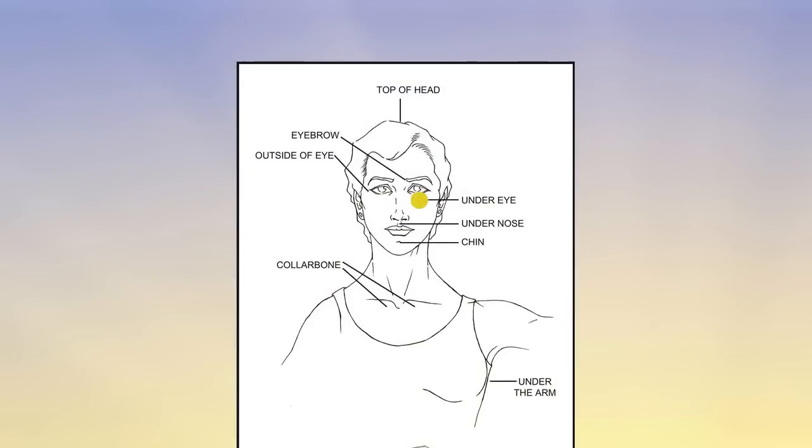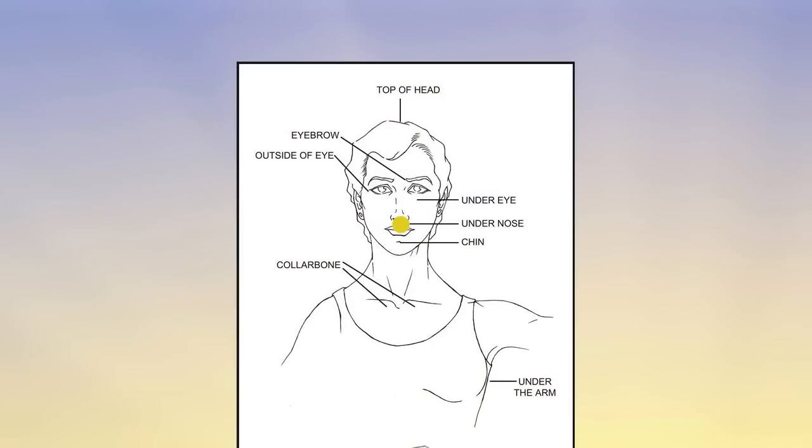The next spot is under the eye. Again, we're going to be tapping right up against the socket. For most people, if you roll down a little bit, you can feel a little ridge right there. Between that ridge and there, the next point is under the nose, right up in that little groove where the nose is coming out and coming down, right up in there.